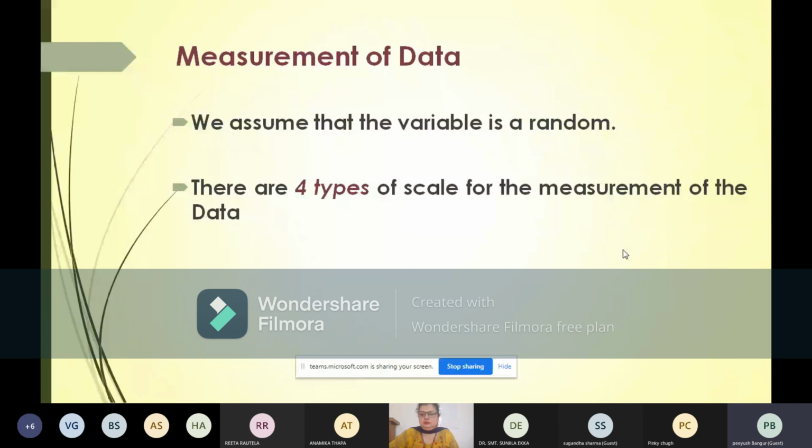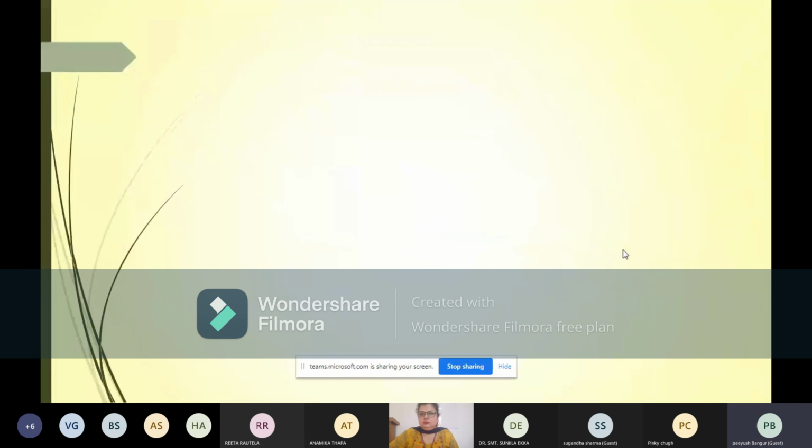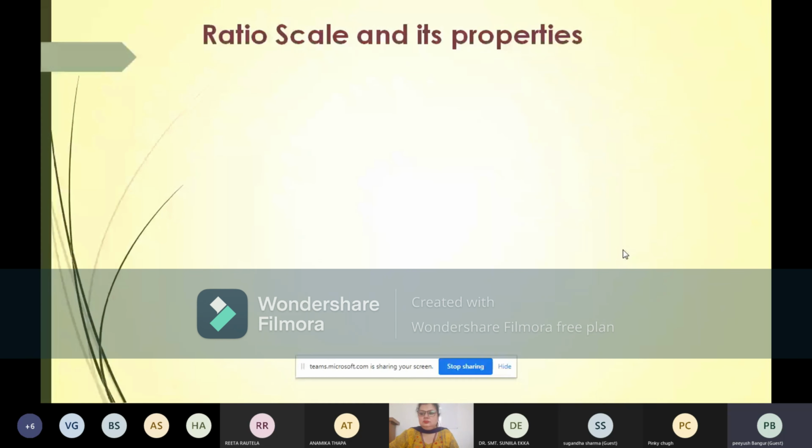is lying in which particular scale. So the first scale will remain the ratio scale. The first scale is the ratio scale. Let us discuss the three different properties of the ratio scale.